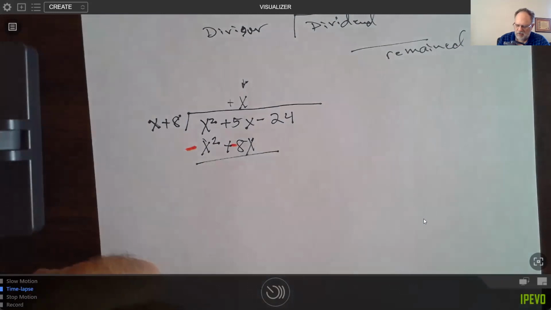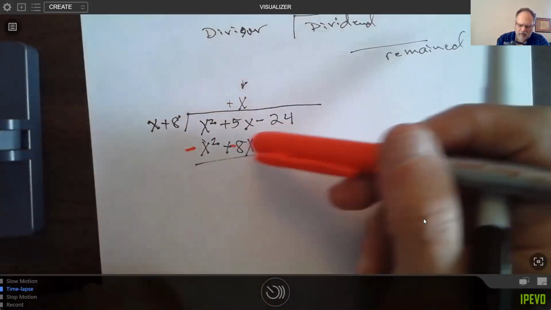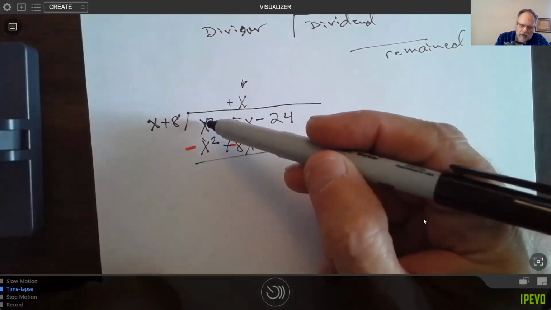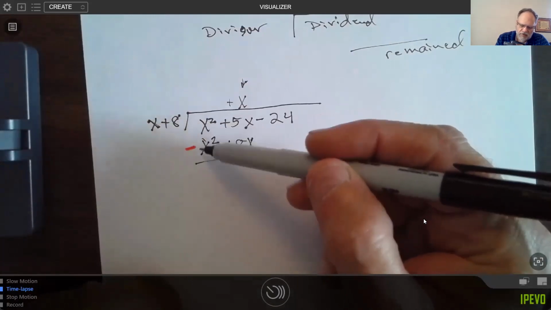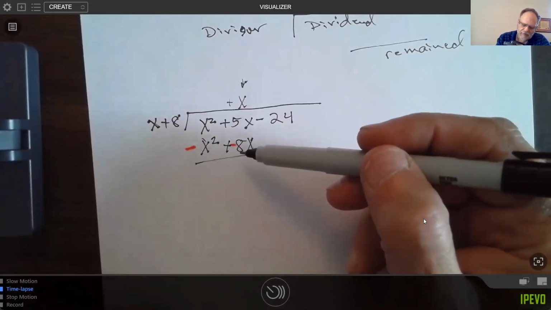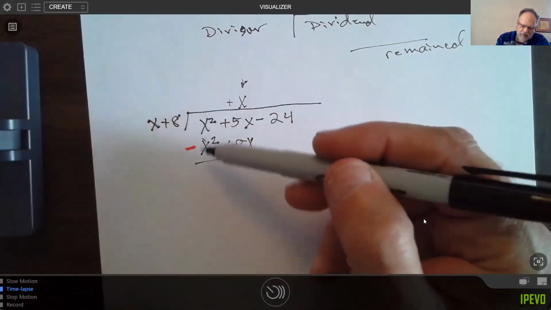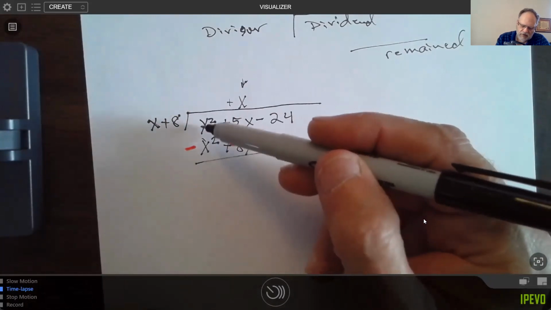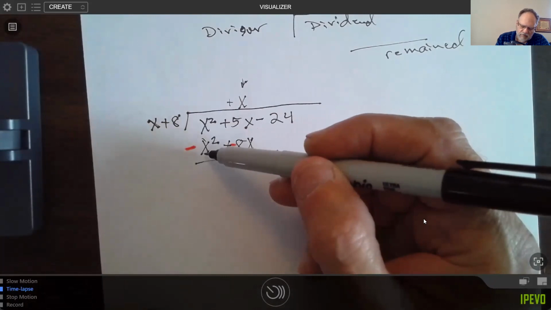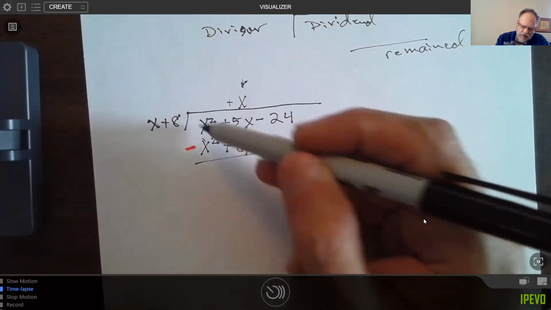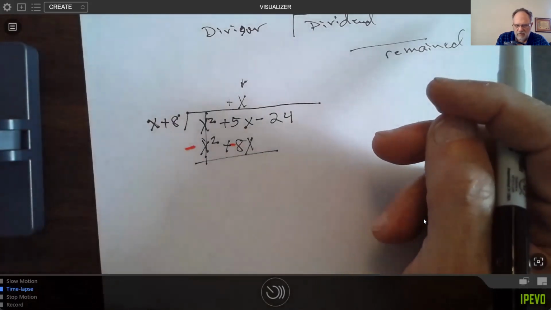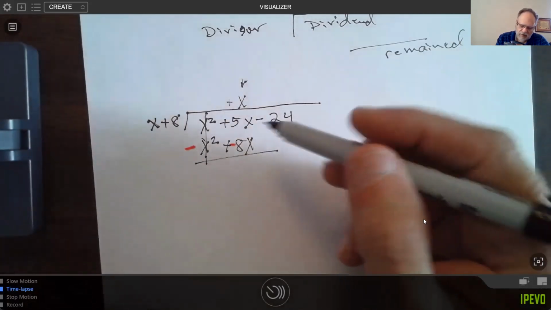Well, that means we change the sign. So if it's a plus, we make it a minus. If it's a minus, we make it a plus. And then if the signs are opposite, we subtract. If the signs are the same, we add. So this is a positive x squared and a negative x squared. The signs are opposite, so we subtract. 1x squared minus 1x squared is 0x squared. So that eliminates the x squares.